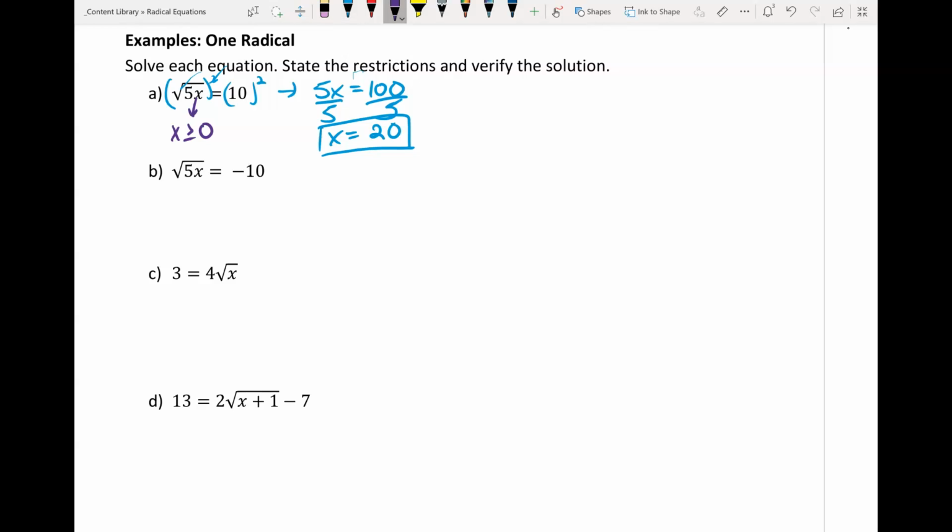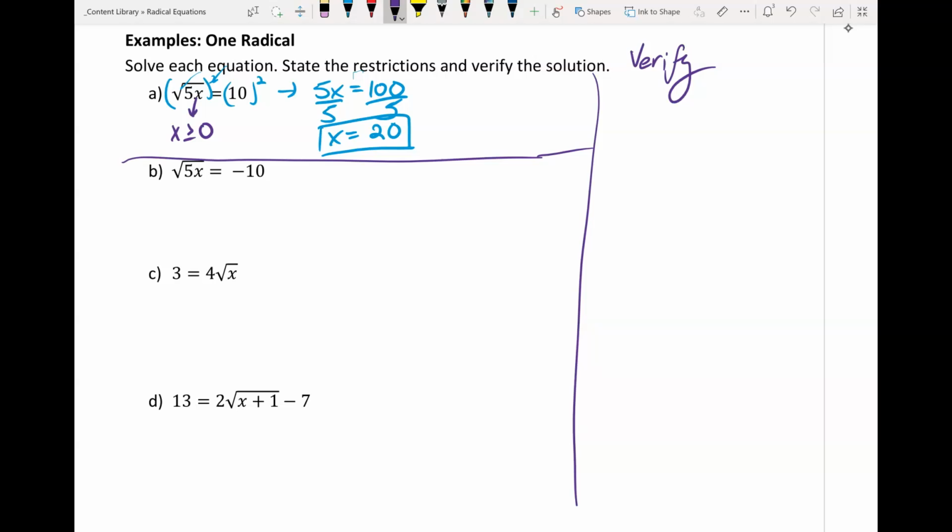Now, I'm not done yet. I'm still going to verify our solution. I'm going to do that on the side here. So I need to make sure this 20 actually works. So I'm going to plug in 20 in for x into the original equation. And I just make sure that both the left-hand side and the right-hand side are equal to each other. So 5 times 20 is 100. And the square root of 100 is 10. So we have 10 equals 10. This is satisfied. Our solution is good.